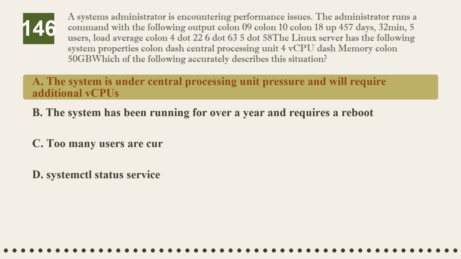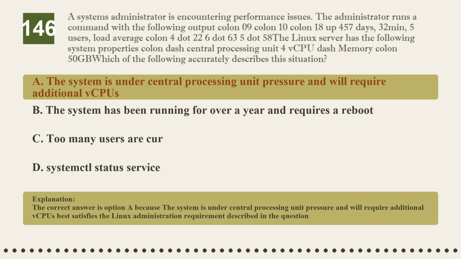The correct answer is option A. The system is under central processing unit pressure and will require additional vCPUs. The correct answer is option A because the system is under central processing unit pressure and will require additional vCPUs best satisfies the Linux administration requirement described in the question.